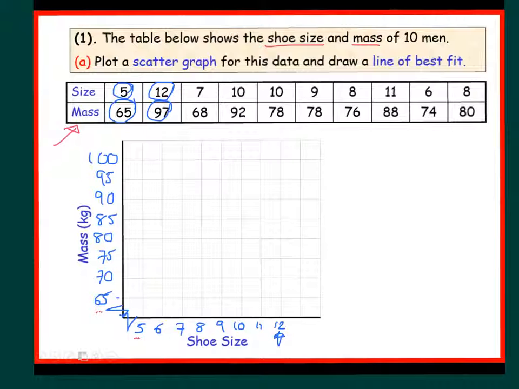Now I can plot my point by going across and then up. My first point, across to 5 and up to 65. And I can draw my dot or my cross there. Then I can go along to 12 and now 95. I want 97, so I'm just below halfway in that box. If you want to pause there and plot the rest of the points, and then you can check it against the next slide.